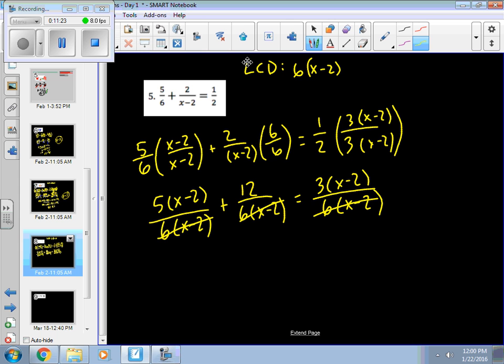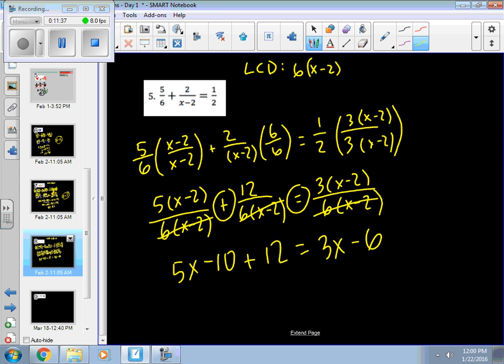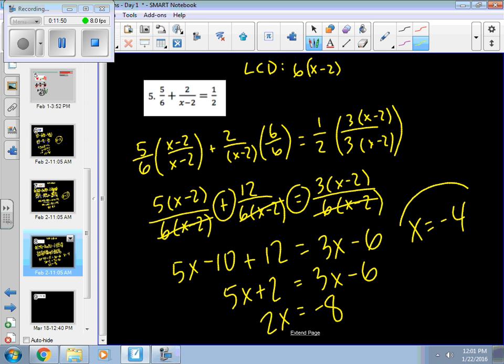So now we'll solve the top. 5 times x is 5x minus 10. We got to distribute there. Plus, because we got a plus, 12. Got it equals. Put the equals in there. We got to distribute here too. 3 times x is 3x. 3 times 2 is 6. Now it's just a matter of solving this out. Combine like terms. And finish solving here. Looks like the answer comes out to be negative 4.